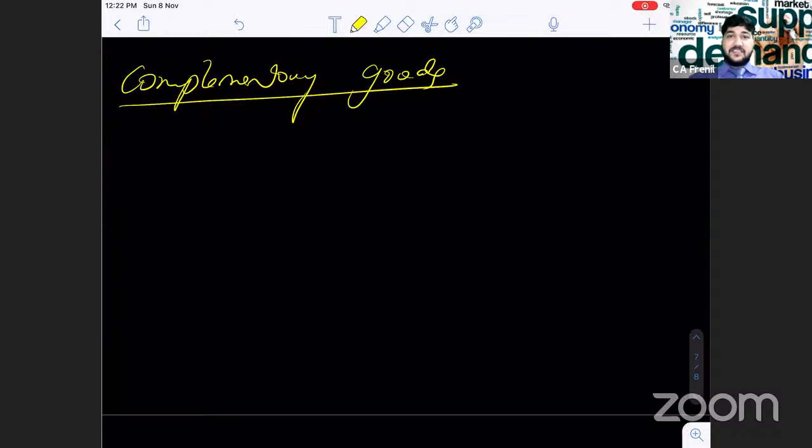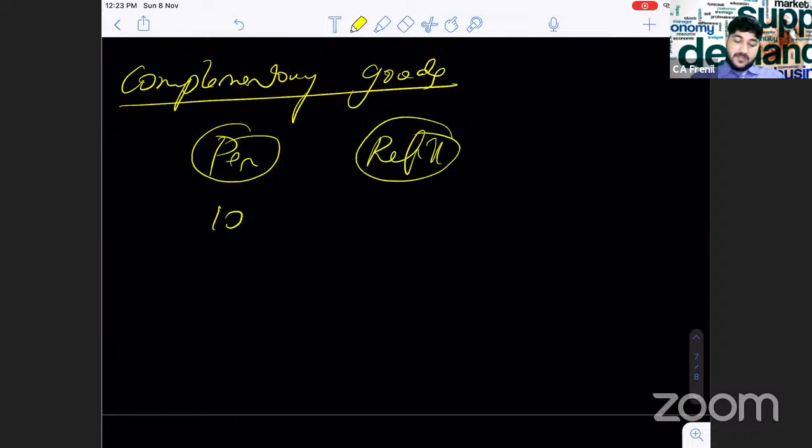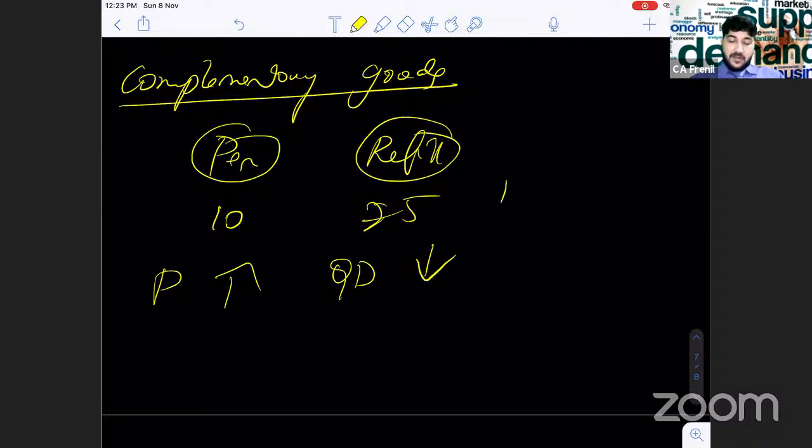Yes, we just discussed it. Correct? That's pen and ink. Yes, or pen and refill. We say they're complementary goods. If you buy one, you have to buy one more. So here, do they have a direct relationship or an inverse relationship? Pen, for example, costs 10 rupees. Refill, for example, costs 5 rupees. Correct? If the price of the pen increases, what happens to the quantity demanded of the refill? Quantity demanded of the refill will decrease. What relationship is there here? Inverse. See, it is pretty clear.